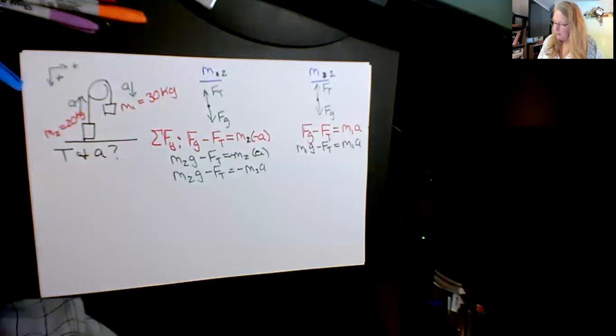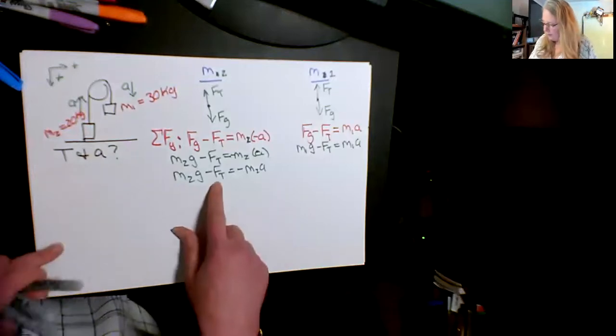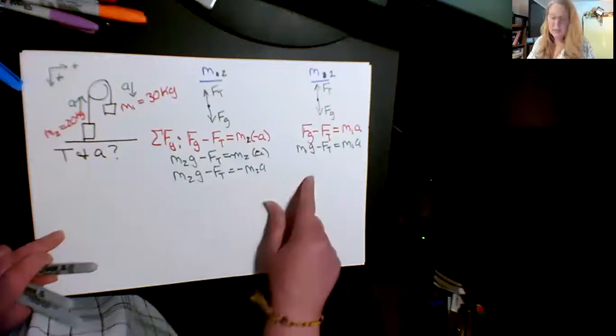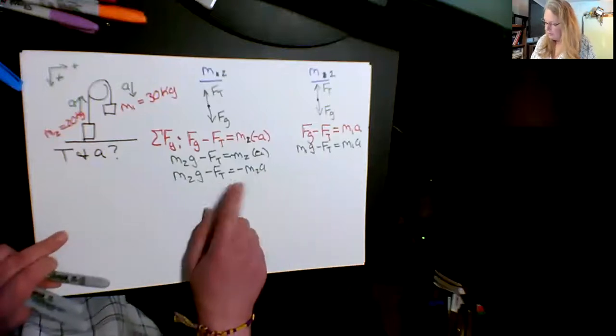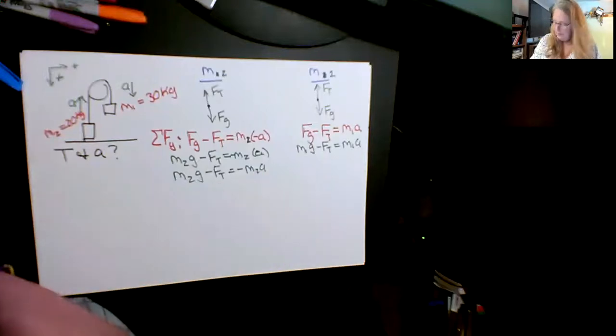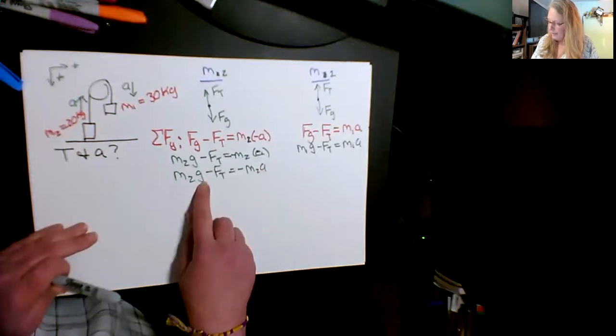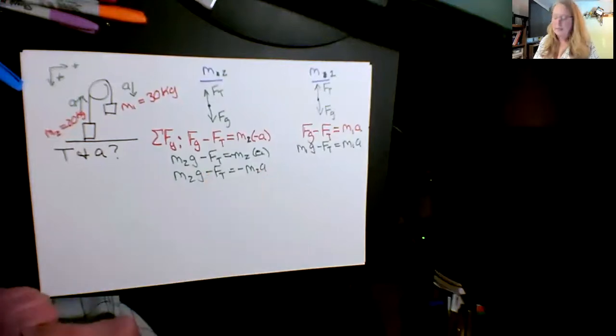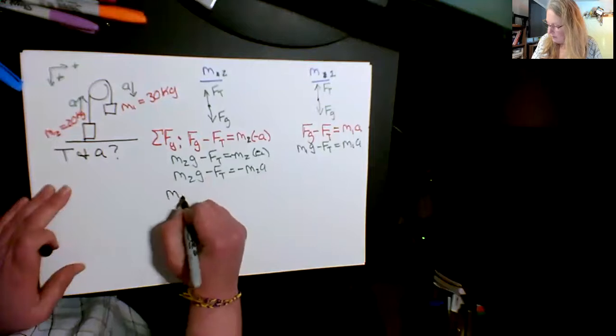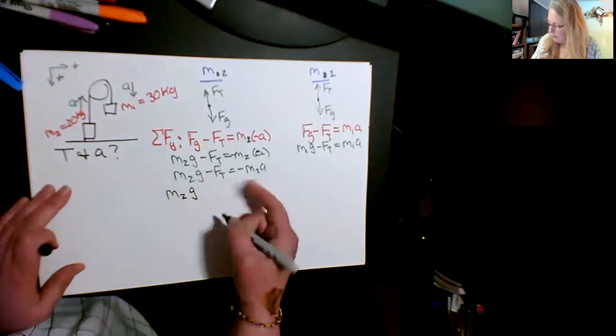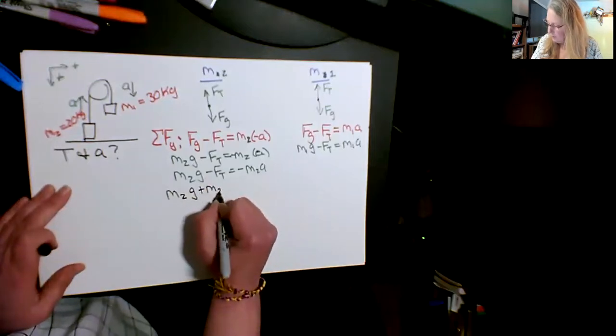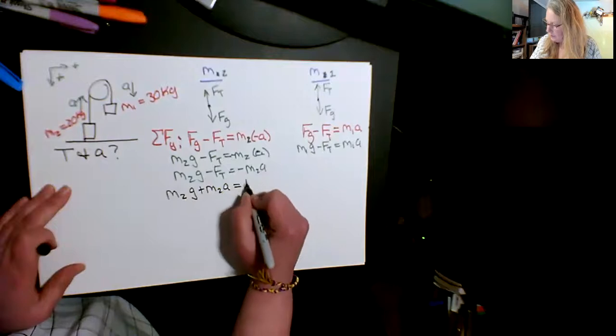So let's see, we don't know acceleration, we don't know tension. But what I can do is solve for one of these tensions. So I'll go ahead and do this one because this one looks uglier. I'm going to move the mass times acceleration over here by adding it, and I'm going to add the force of tension to that side. So I'll have mass 2 times gravity plus mass 2 times acceleration equals the force of tension.